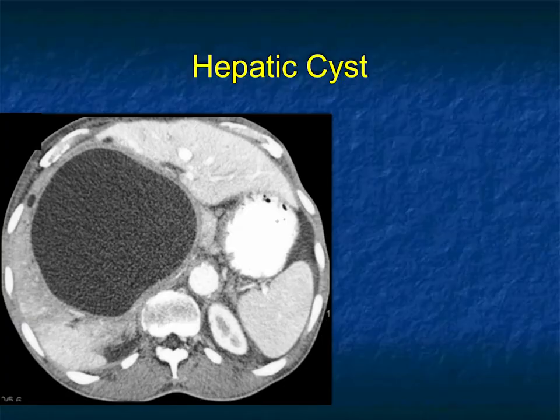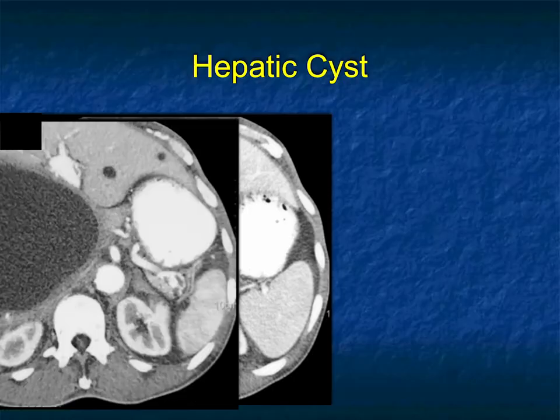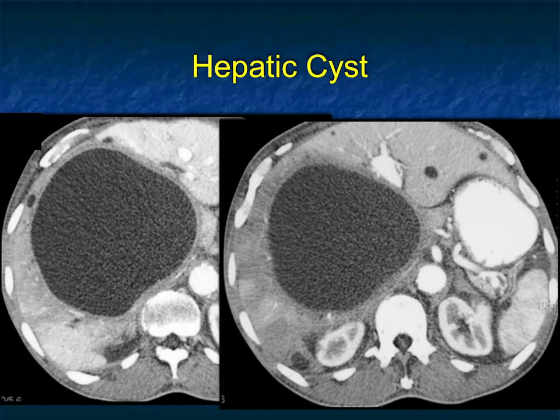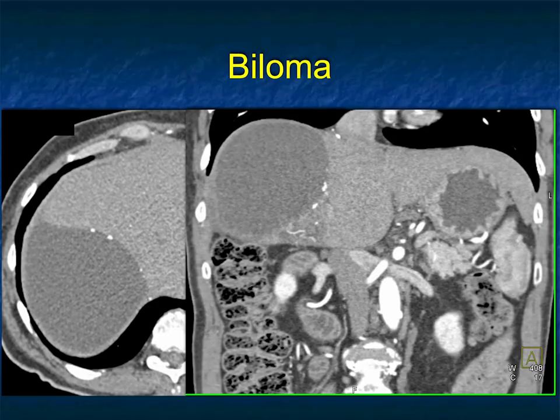Now, if hepatic cysts get large enough and they compress adjacent vessels, particularly the IVC, you can see perfusion changes as you do in this case. We typically like to say that you don't see perfusion changes from benign lesions like hepatic cysts, but the fact is anything that gets large enough and gives you mass effect and compresses critical vessels can give you perfusion changes.